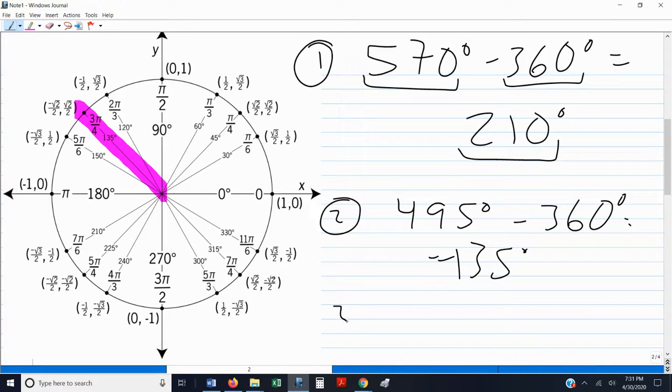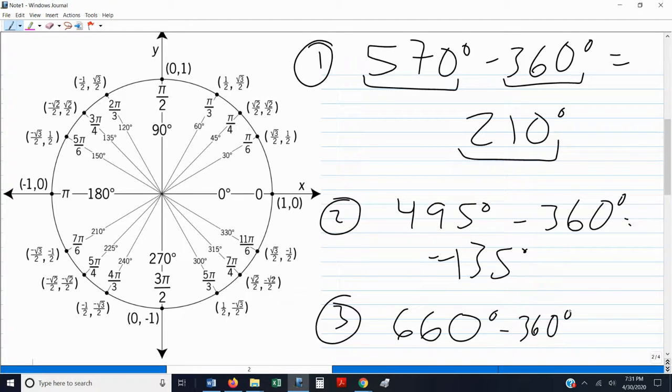And then one for you to try would be 660. So I'm going to pause here and let you see if you can find where that would be on the unit circle. If you subtract 360, you get 300. So those are coterminal. And where is 300? 300 is right here.